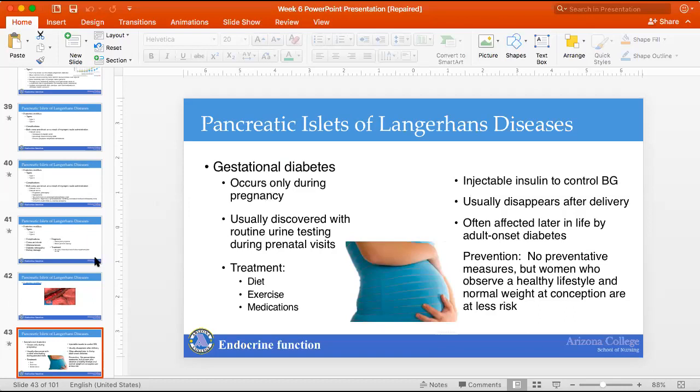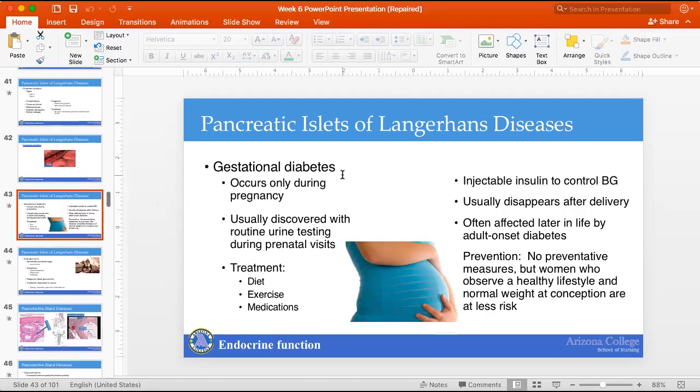Okay, then there's one more type of diabetes. This is gestational diabetes. It occurs only during pregnancy, usually discovered with routine urine testing during prenatal visits. Treatment would be diet, exercise, medications, injectable insulin to control the blood glucose. Usually disappears after delivery, often affected later in life by adult onset diabetes.